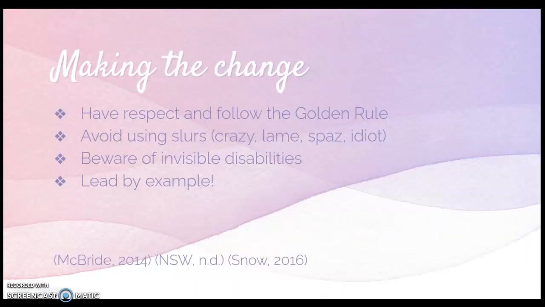And then when it comes to making that change, have respect for the golden rule. That golden rule, that's something I think I say to my 5-year-olds every single day. Treat others how you want to be treated, even with disabilities or not. You have to treat everyone the same. Avoid using those slurs. No kid needs to be called crazy or spaz or anything of that sort. No one deserves that. And so just avoid those in general.